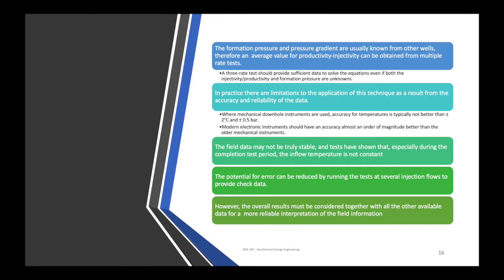The field data may not truly be stable, and tests have shown that especially during the completion test period, the inflow temperature is not constant. The potential for error can be reduced by running the tests at several injection flows to provide check data. However, the overall results must be considered together with all the other available data for a more reliable interpretation of the field information.